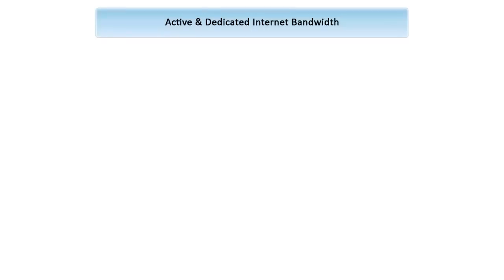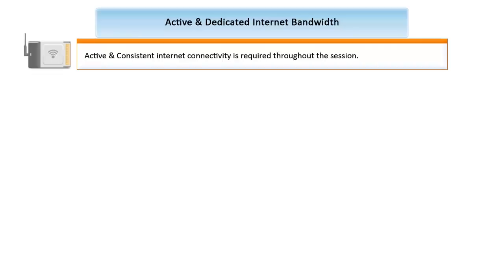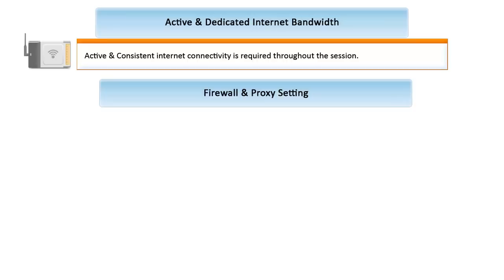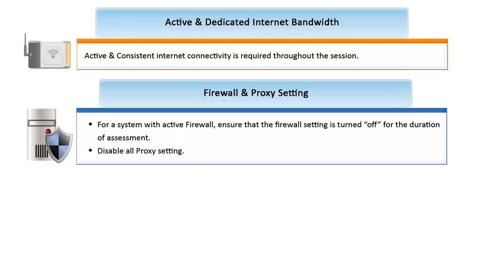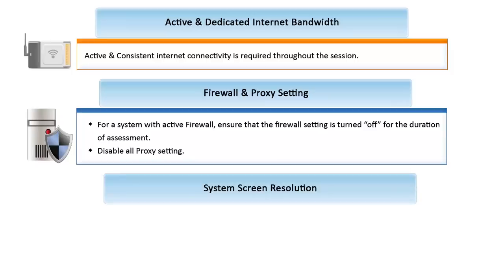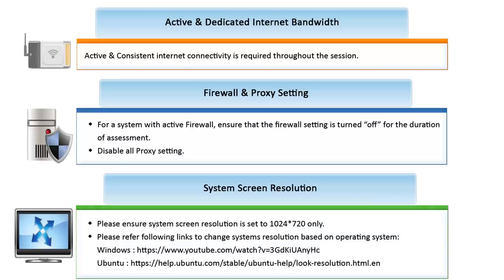Active, dedicated internet bandwidth. Active and consistent internet connectivity is required throughout the session. Next is firewall and proxy setting. For a system with an active firewall, ensure that the firewall setting is turned off for the duration of the assessment and disable all proxy settings. System screen resolution. Please ensure system screen resolution is set to 1024 x 720 only. Please refer to the links provided to change the system's resolution based on operating system.